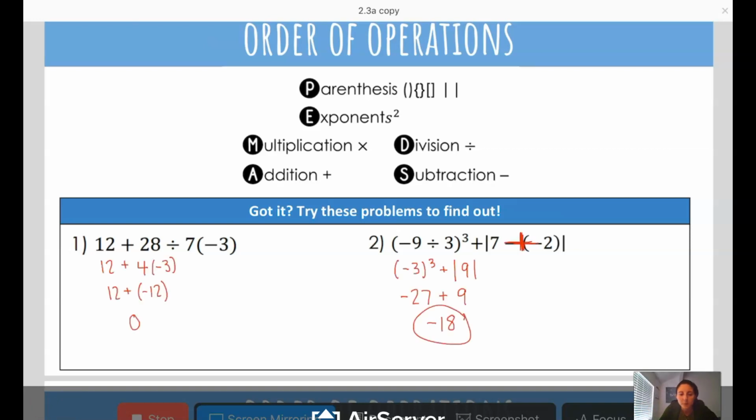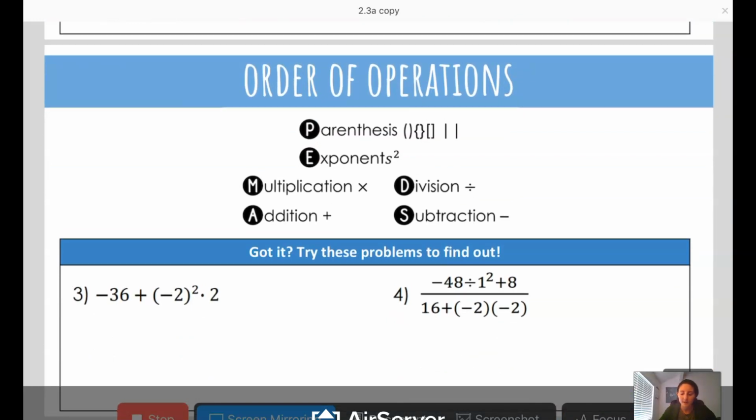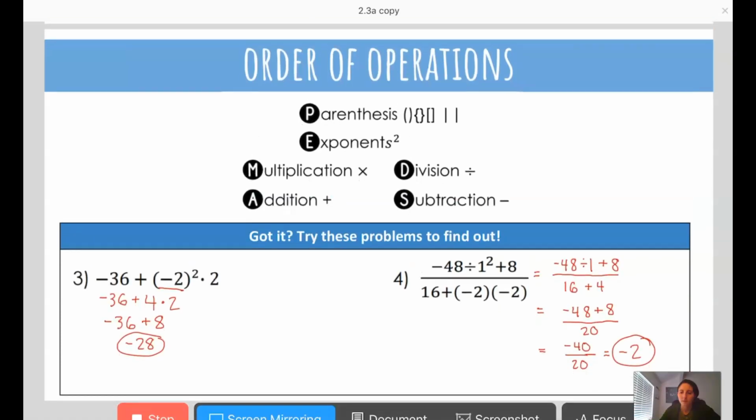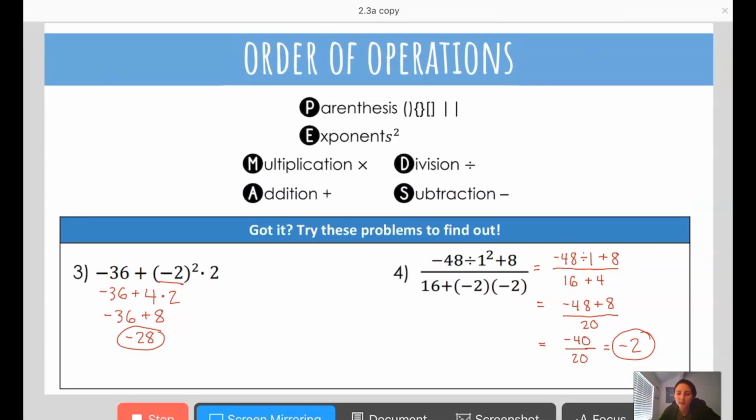All right, so take a moment, check your answers with mine. Pause the video if you need to look through the work and try again. Number 1 was 0. Yes, you can get an answer of 0. And then number 2 is negative 18. All right, last 2 problems for today, number 3 and 4. Take a moment, check your answers with my answers. Pause the video if you need to try again, or just take your time to look at my work.